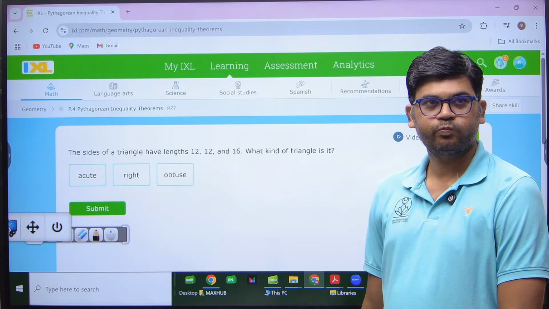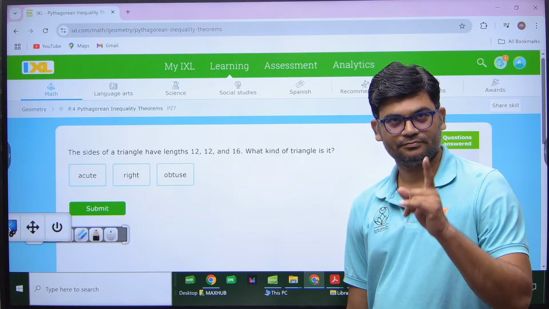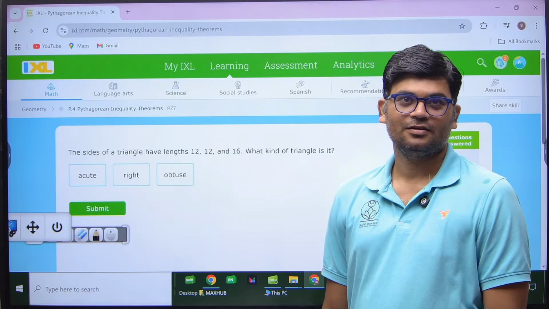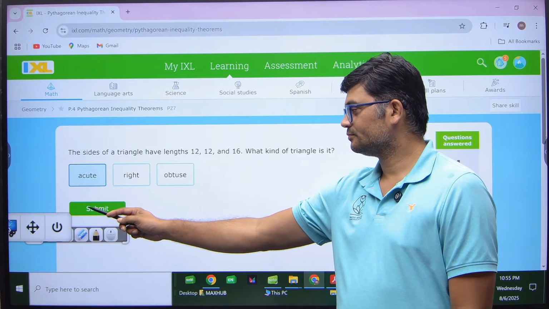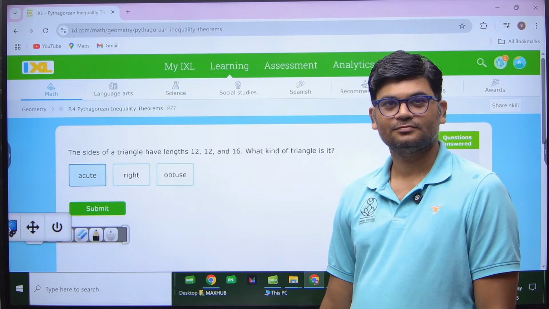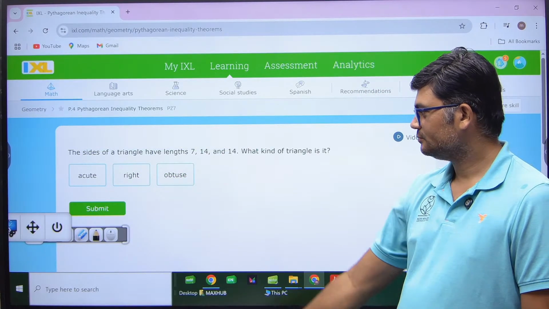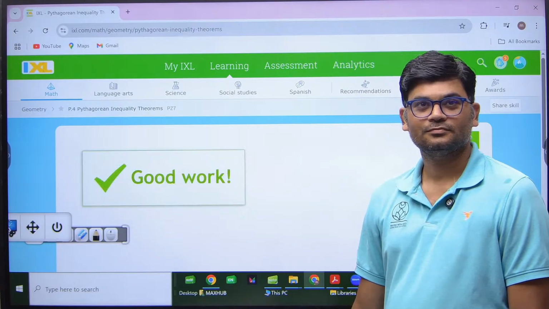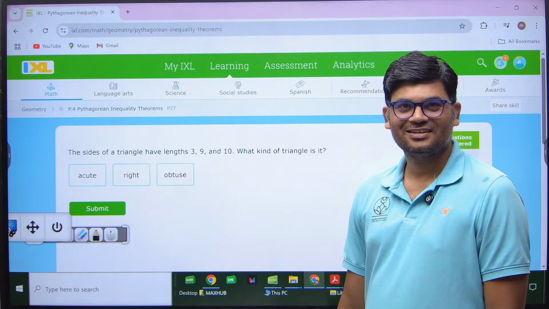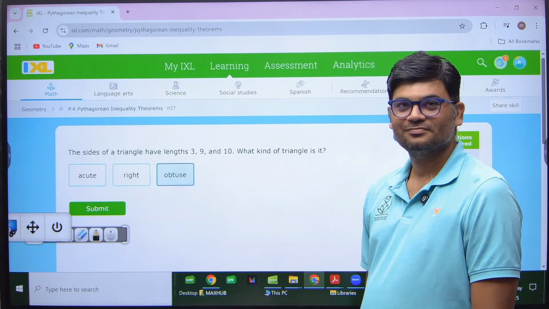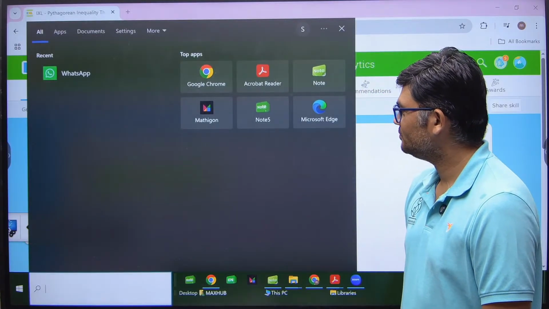12, 12, and 16. 16 squared is 256. 256. Okay. The sides of it: 81 plus 9. It's obtuse. Yeah, because 10 squared is greater than 81 plus 9.